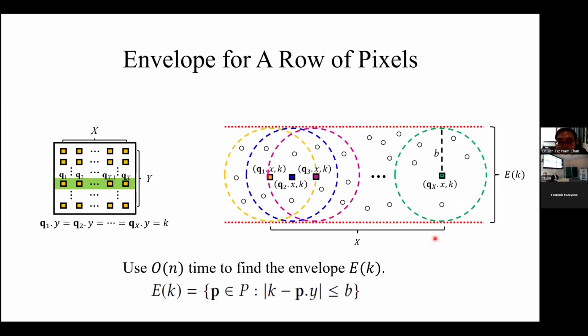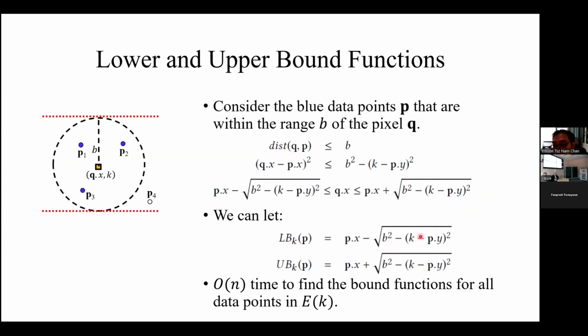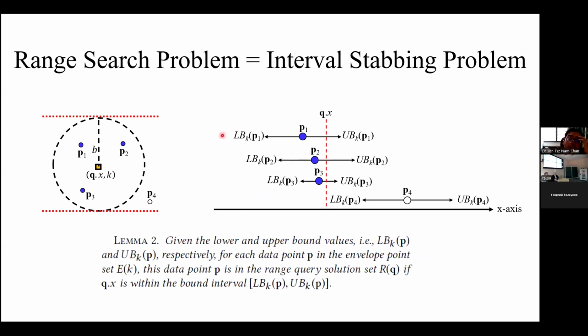The answer is no, because all those data points within this envelope must fulfill this inequality. That means this one must be bigger than 0 based on this. So we can maintain all the lower bound, upper bound, lower bound, upper bound, lower bound, and lower bound, upper bound here. And then we can convert this range search problem to the interval snapping problem.